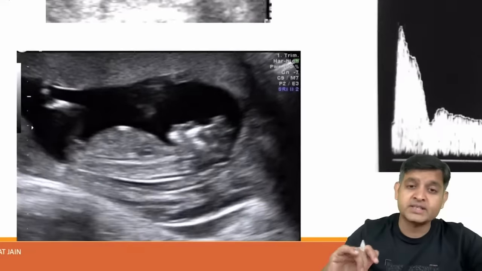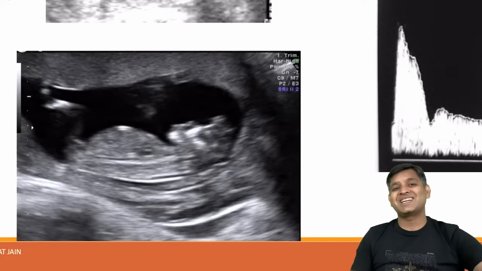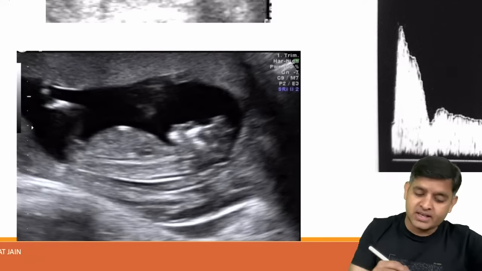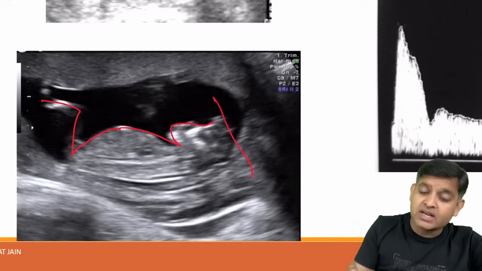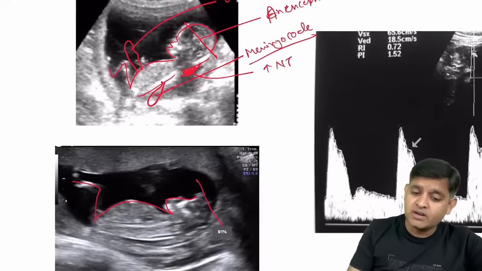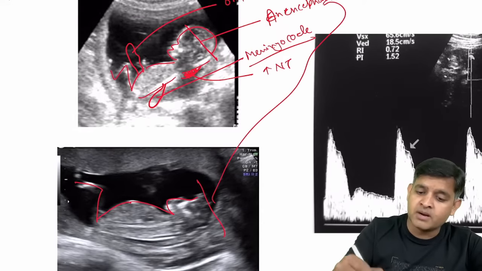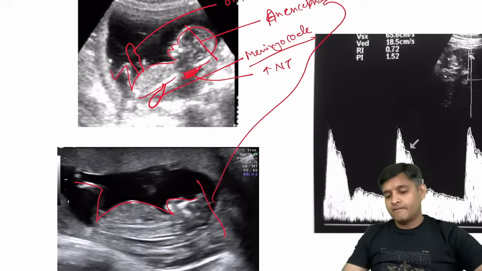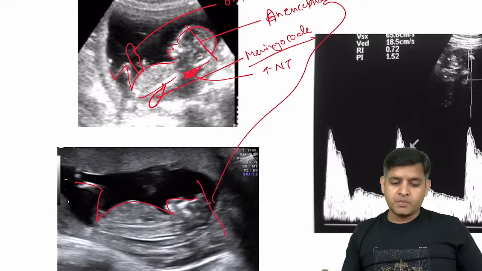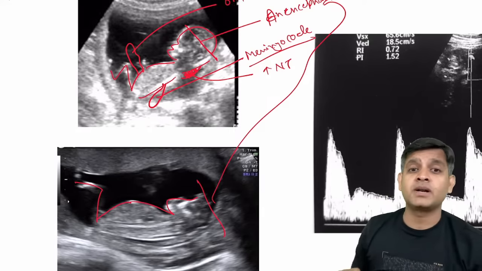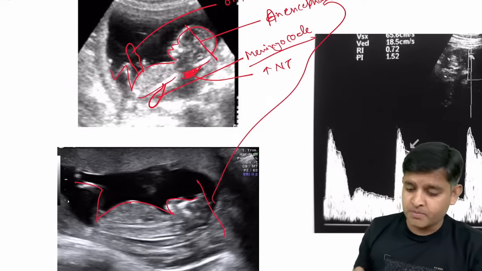Are you getting it? For example, what is not seen or extra seen in this case? Leg is seen, abdomen is seen, chest is seen, face is seen, but skull is not seen. So if skull is not seen, what is this? This is going to become anencephaly. Are you getting it? So please remember it. This is a normal ultrasound that you need to remember.